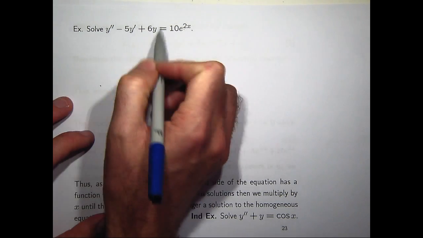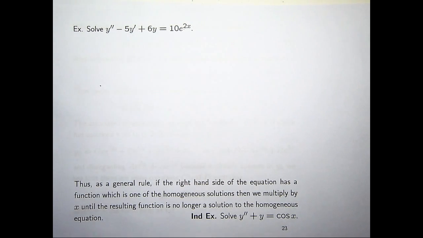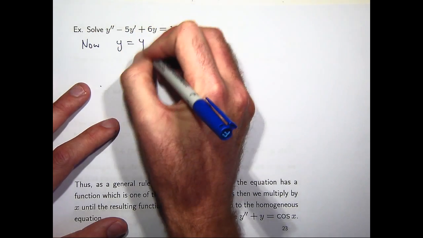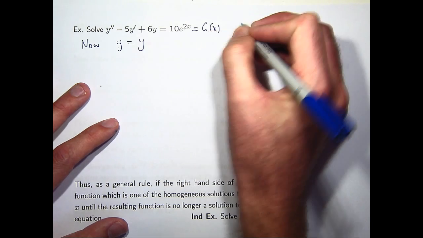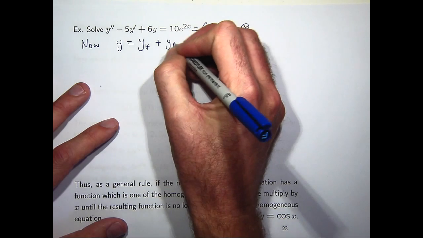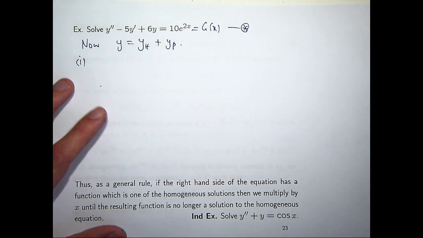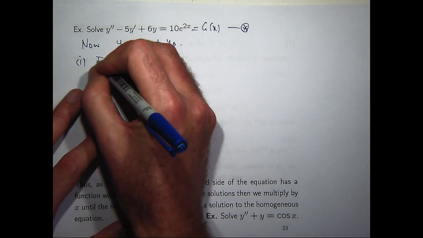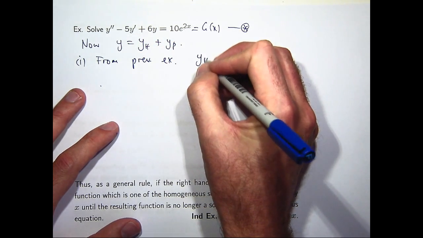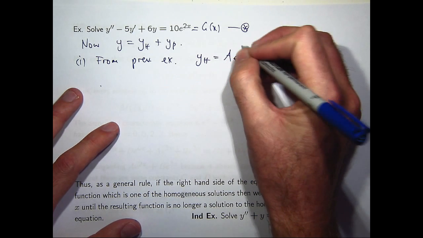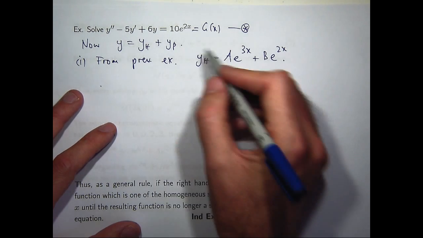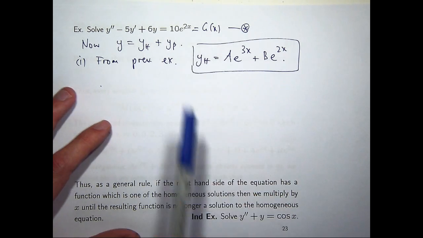Okay, again, the homogeneous solution is very easy to calculate because we can just take it from the previous example. So here we've got a right-hand side that is, again, an exponential function, but as we'll see, a little bit of care needs to be taken here. So from the previous exercise, y sub h is something like this. Okay, that solves the homogeneous problem.